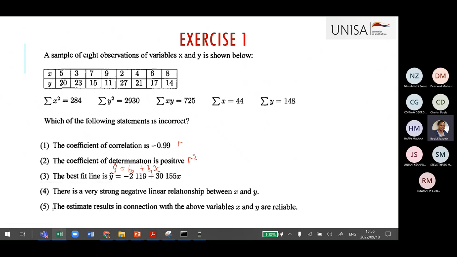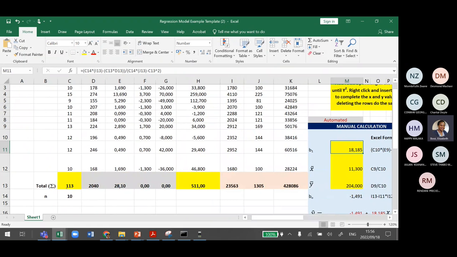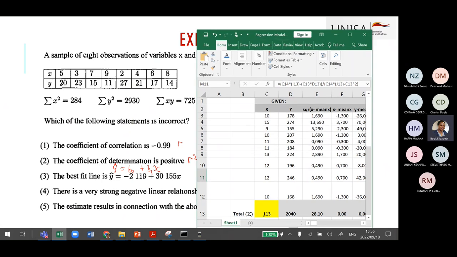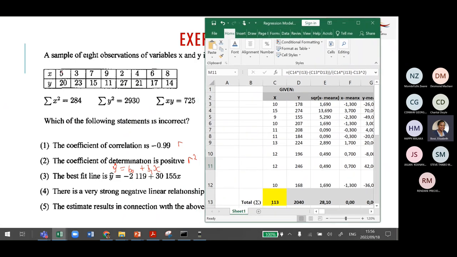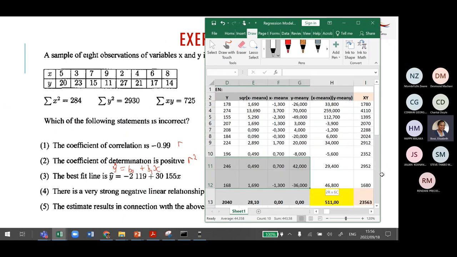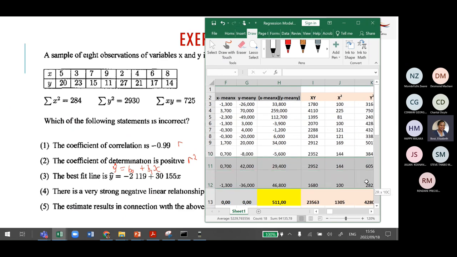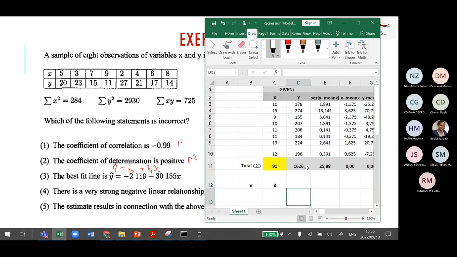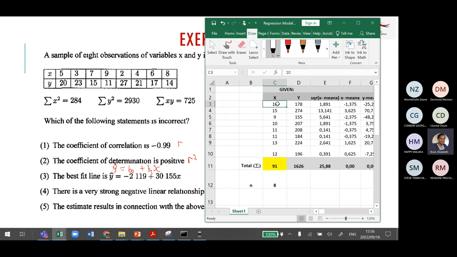So if we're using the template, go to the template, make it smaller so I can capture the data. There are 1, 2, 3, 4, 5, 6, 7, 8. I've got 2 additional rows. Just go to B, highlight everything that I don't need until Y squared, and delete, and I must move it up, and everything is intact.